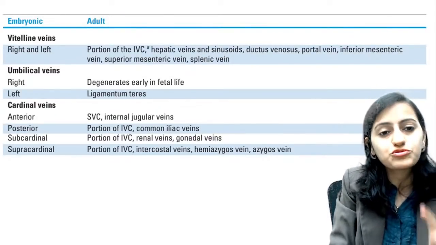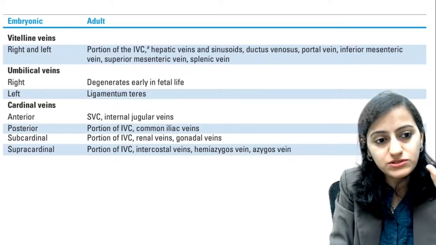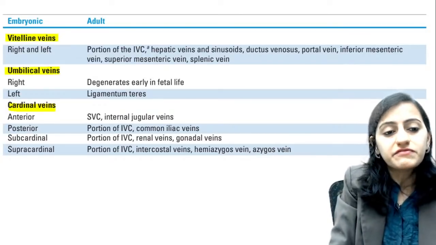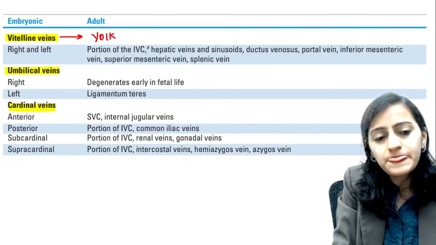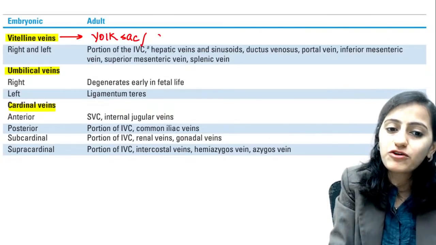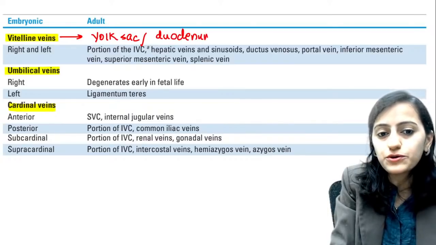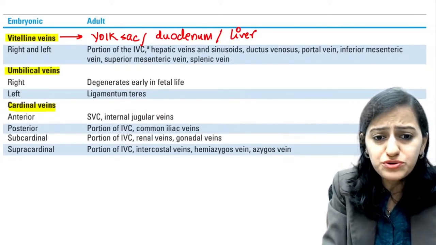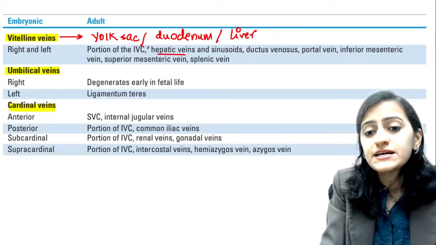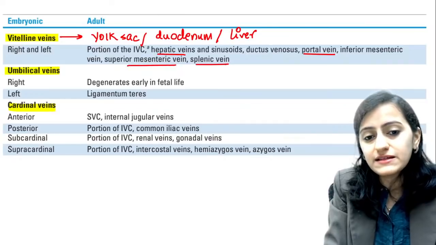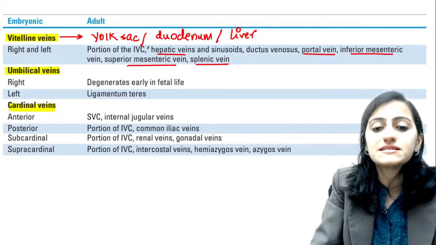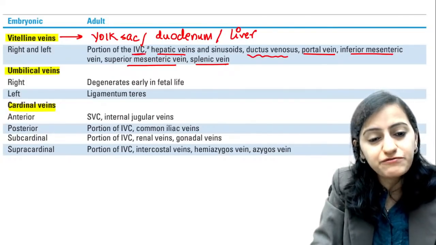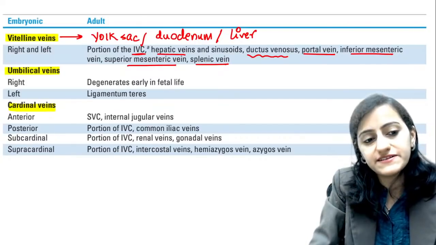Now let's quickly revise whatever we have learned. So we saw that the three important veins draining into the sinus venosus, you have vitelline, you have umbilical, and you have cardinal, right? Vitelline veins basically drain the yolk sac. How will you identify from the image? Surrounding the duodenum. Vitelline vein, everything related to the liver. So you have the hepatic veins and sinusoids. You have the portal vein, the splenic vein, the superior mesenteric vein, and the inferior mesenteric vein. In the liver, you have the ductus venosus communicating, and it forms the superior most portion of the IVC.